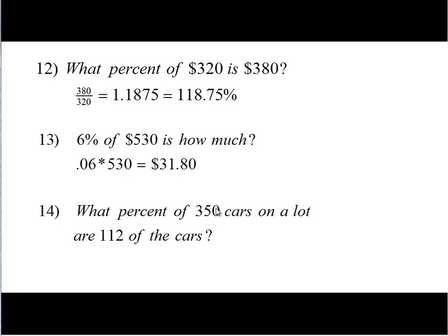What percent of 350 cars are 112 of the cars? Well, 112 of the cars out of 350 cars. Just type in 112 divided by 350 in your calculator, and you get 0.32. It says what percent? Move it 2 decimals. It's 32%.